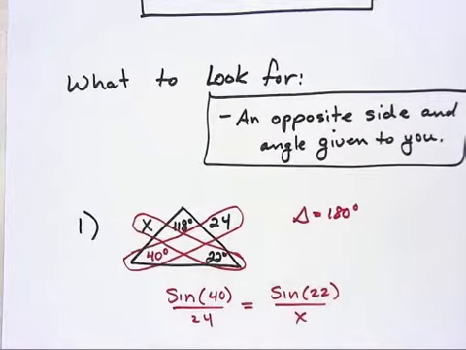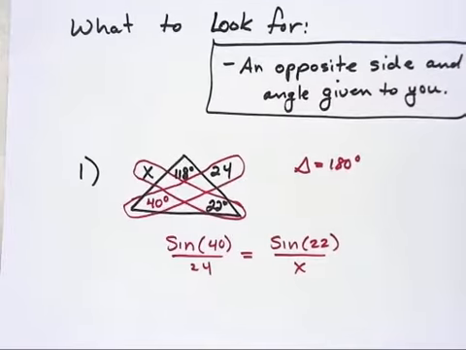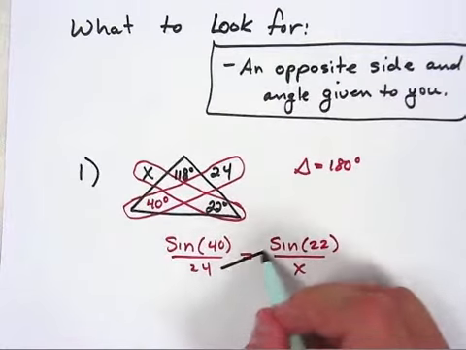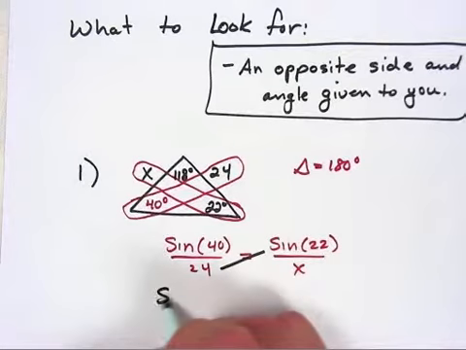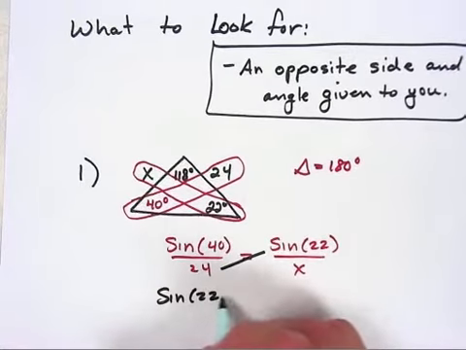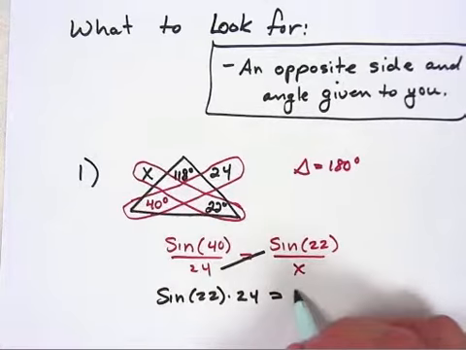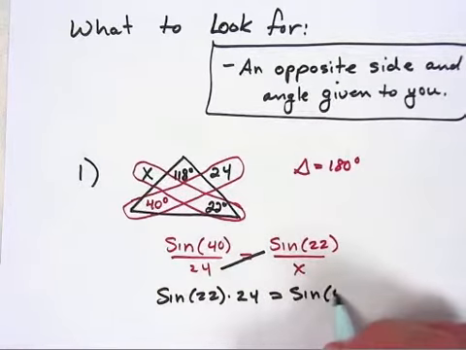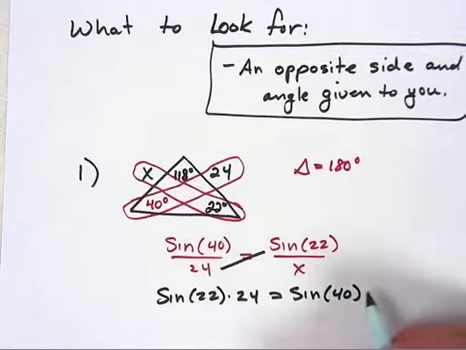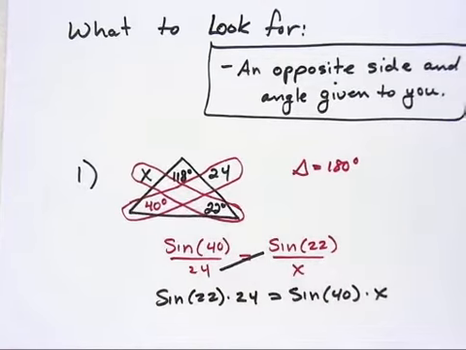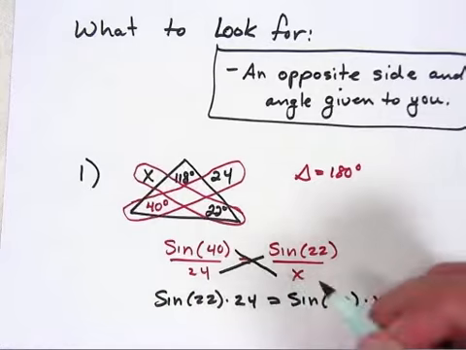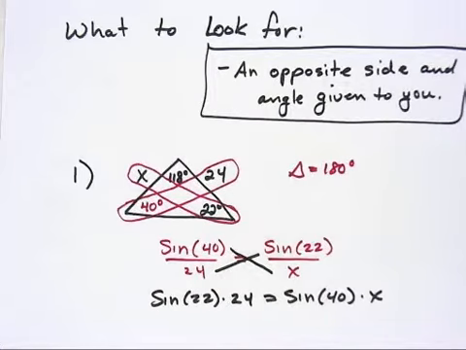Okay? The next thing you need to do is understand that when you have a proportion, you're going to be cross-multiplying and taking the 2 products and setting them equal to each other. So in this case, if I take those 2 together, I'll have sine of 22 times 24 equal to the sine of 40 degrees times x. Okay? So I'm cross-multiplying, setting both products equal to each other.